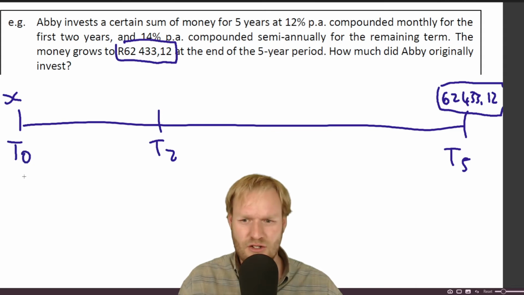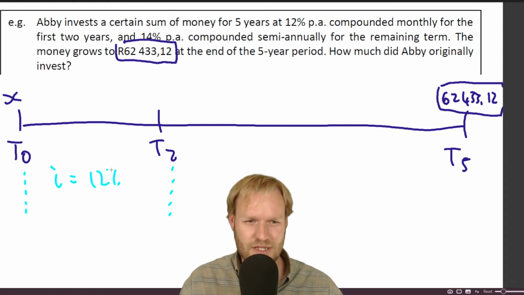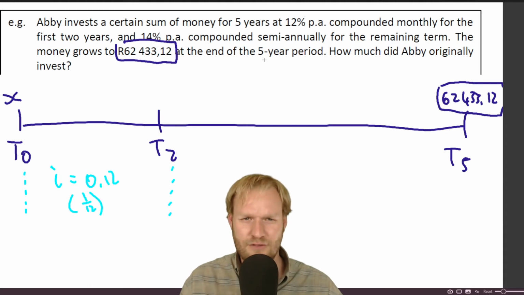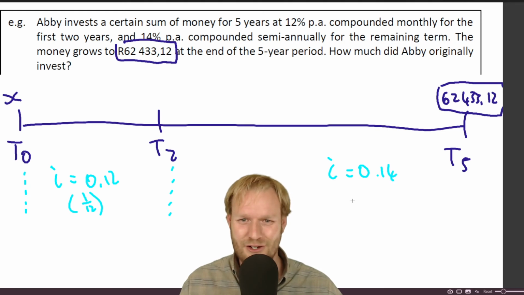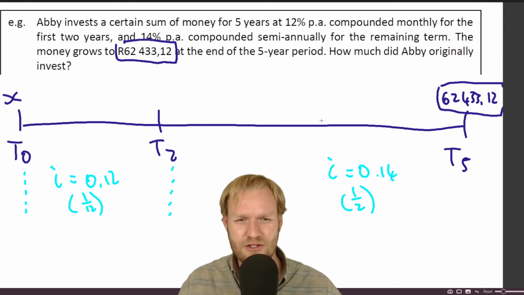And what was at T2, right? So we got i equals 0.12, 12%. I'm mixing these two. Which way do we normally do it? I think we did it like that. Compounded monthly, and 14% semi-annually after that. So i equals 0.14 semi-annually. The money grows to that. There are no further deposits or investments.